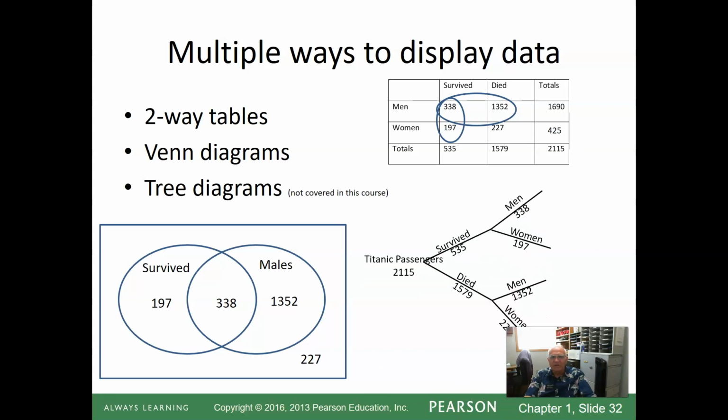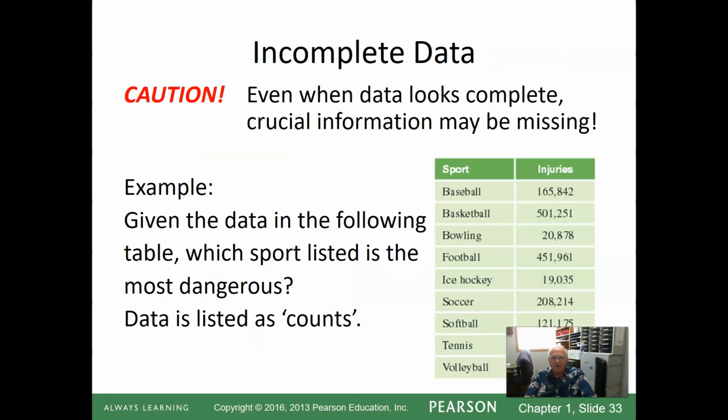Okay, and there's an example of the tree diagram, which splits out the 2,115 into those that survived and died, and then the survivors are split into men and women, and those that died are split into men and women as well on that tree diagram. So different ways of displaying the same information.